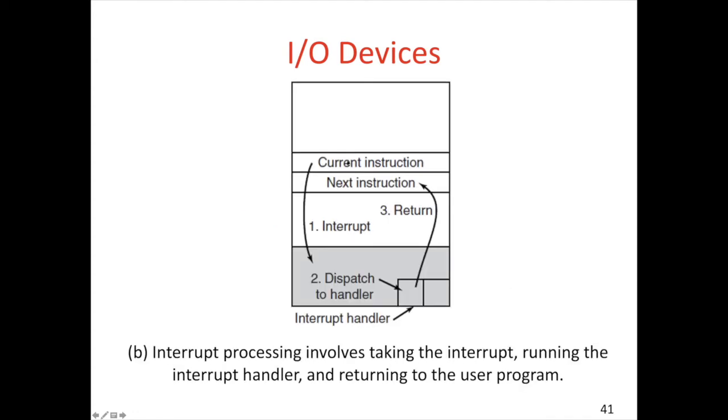While the current instruction is executed, if some I/O operation is needed, then interrupt processing is done. Interrupt processing involves taking the interrupt, running the interrupt handler, and after that code is executed, returning to the user program through the next instruction.